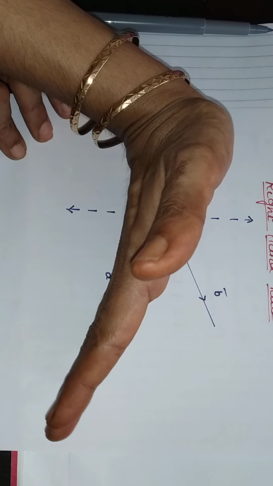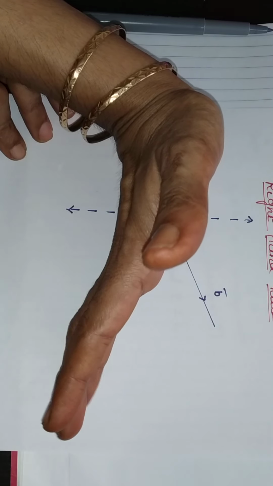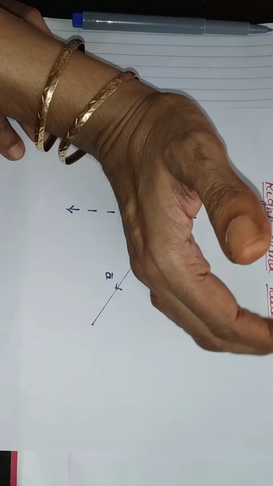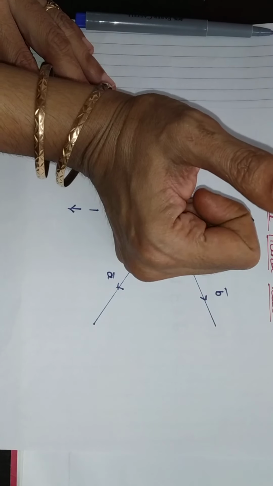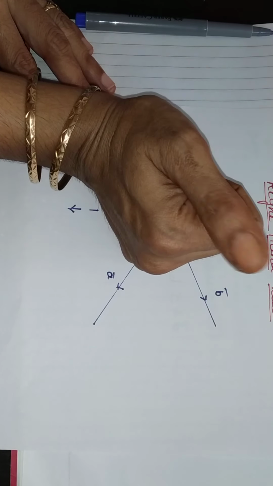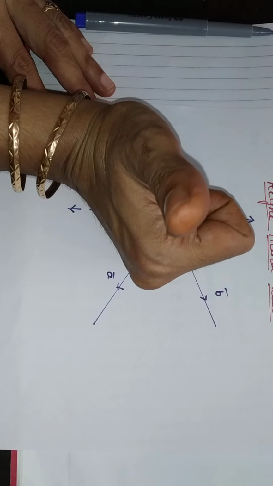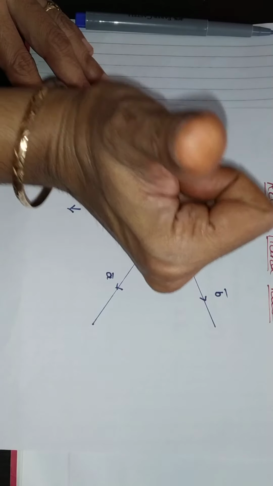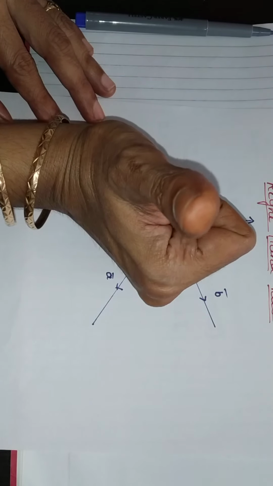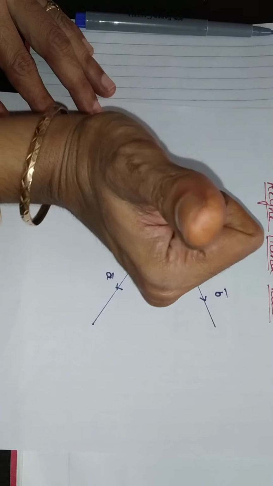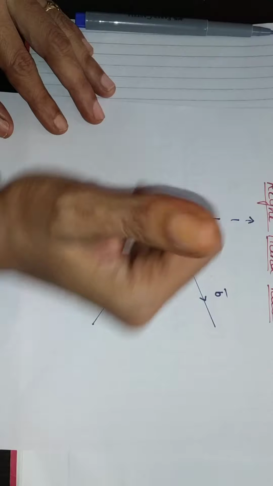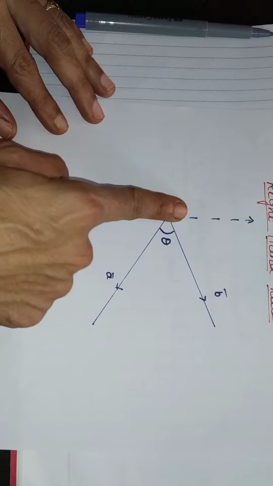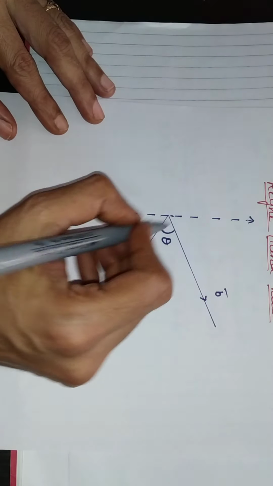Now suppose you move your fingers, not your thumb but these fingers, along the direction from A to B so that they curl and pass through the angle theta. In that case, what about the thumb? The thumb remains upright like this, and whichever direction the thumb points, that is the direction of A cross B. The vector product A bar cross B bar has this particular direction. And along this direction, I am showing it by this particular vector pointing in the upward direction.